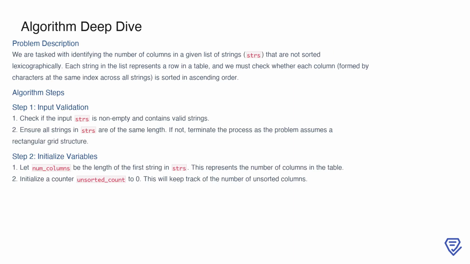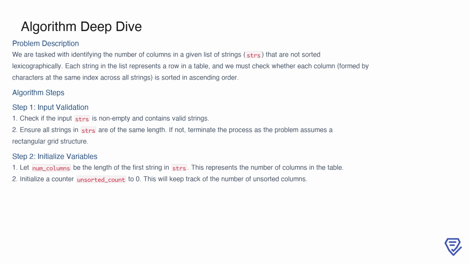To solve this problem, we need to figure out how many columns in a given list of strings are not sorted in lexicographical order. Think of each string as a row in a table, and the characters at the same index across all rows form a column. Our task is to check each column and count how many of them are unsorted.